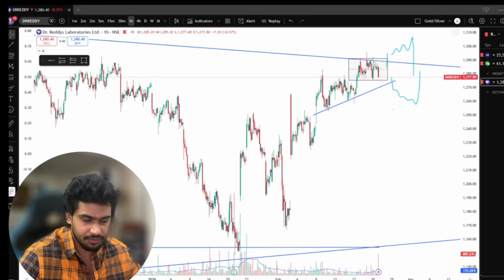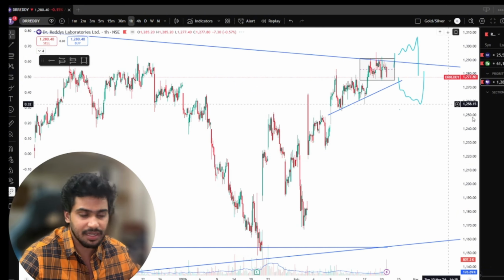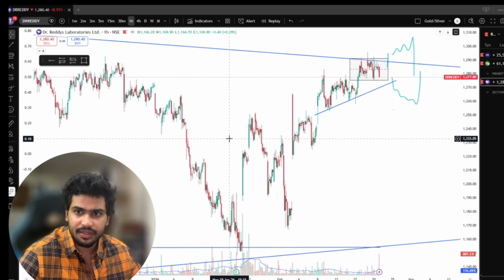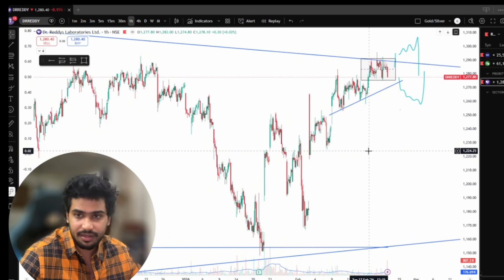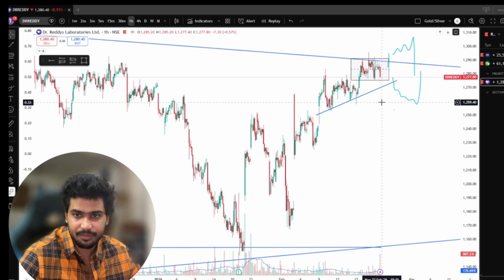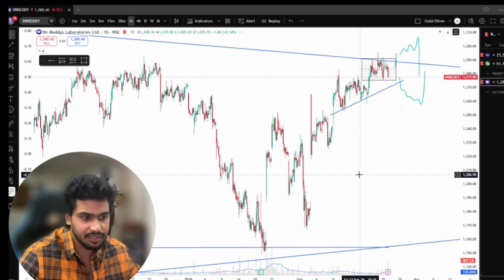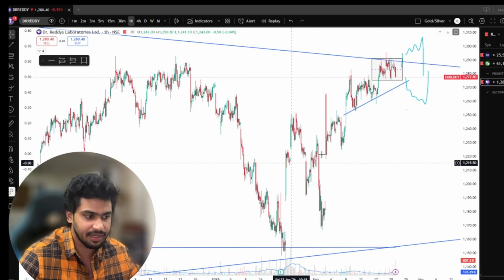Also, I'd like to tell you, in financial markets, capital protection is more important than chasing opportunities. Whether you are a trader or an investor, I request you to take a minute and calculate your risk. How much are you going to make? How much are you going to lose? And then take a very good decision regarding it.